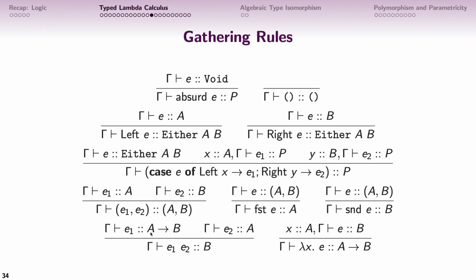And if I look at my function application typing rule, if E1 is of type A to B, and E2 is of type A, then E1 E2 is of type B. A arrow B, A, B. That looks like modus ponens. Similarly for our tuples, if I have A and if I have B, then I have A comma B.